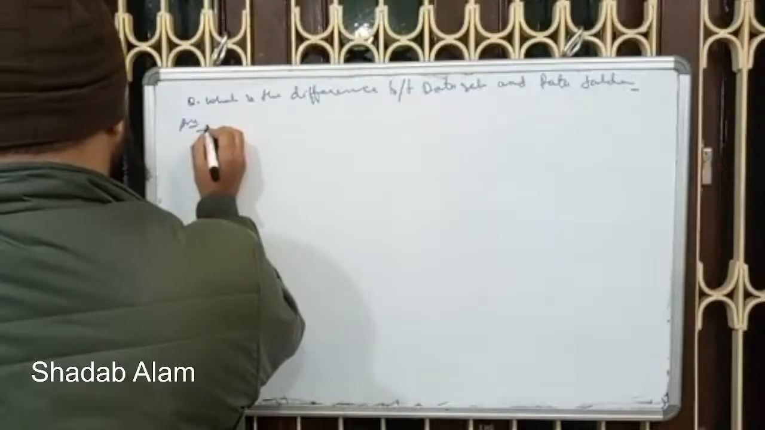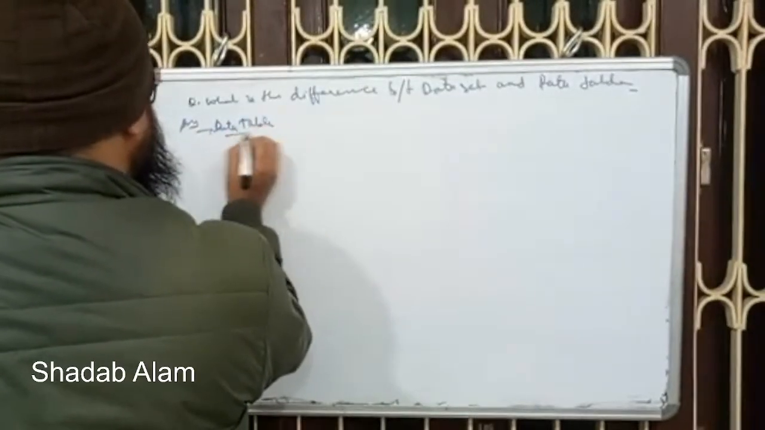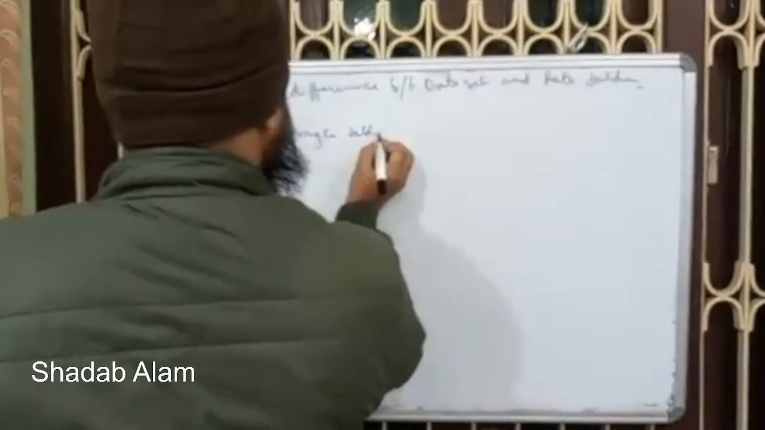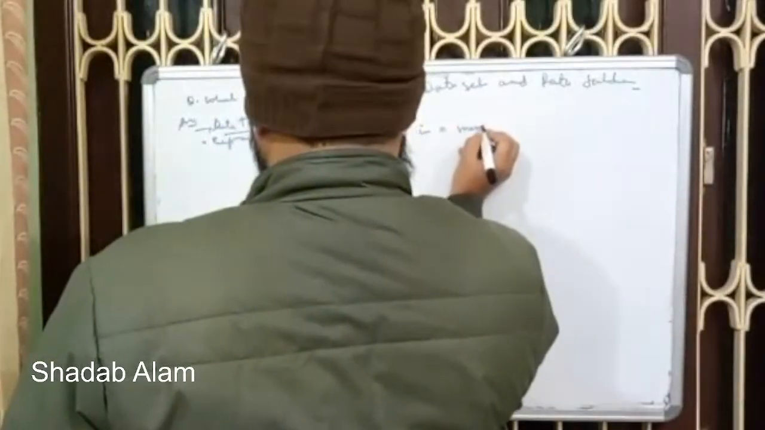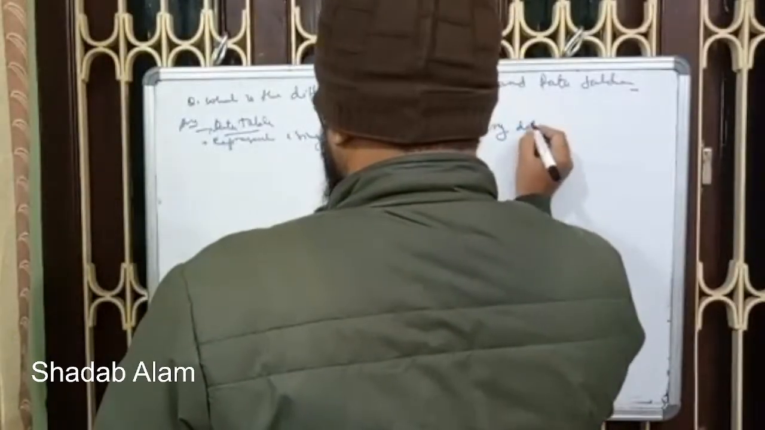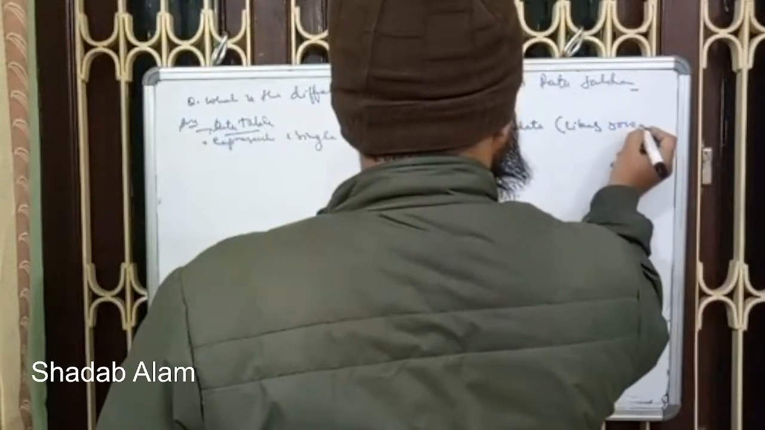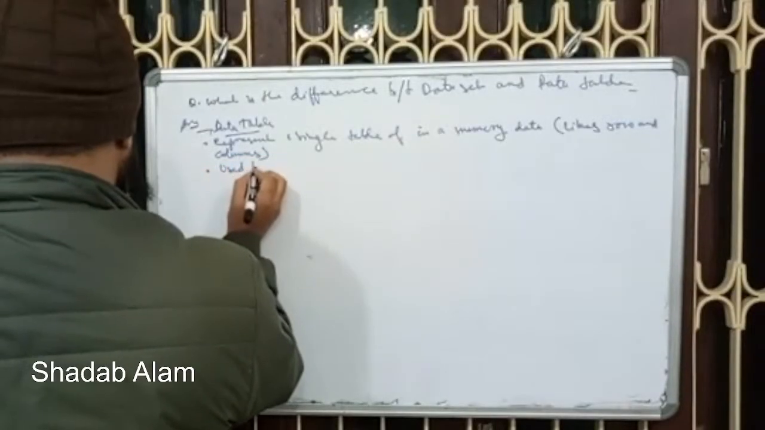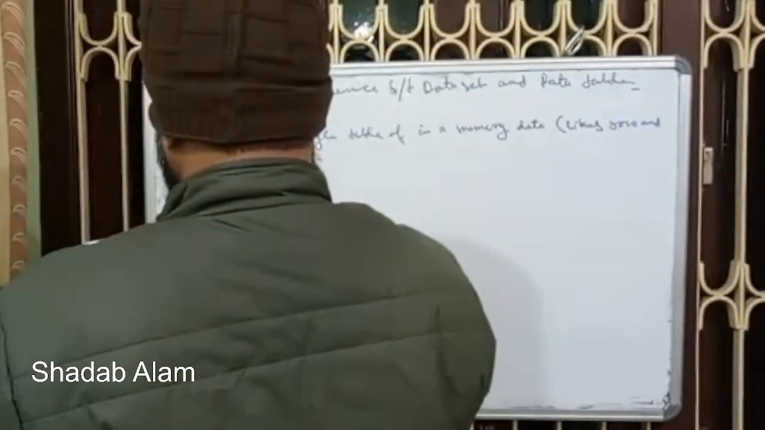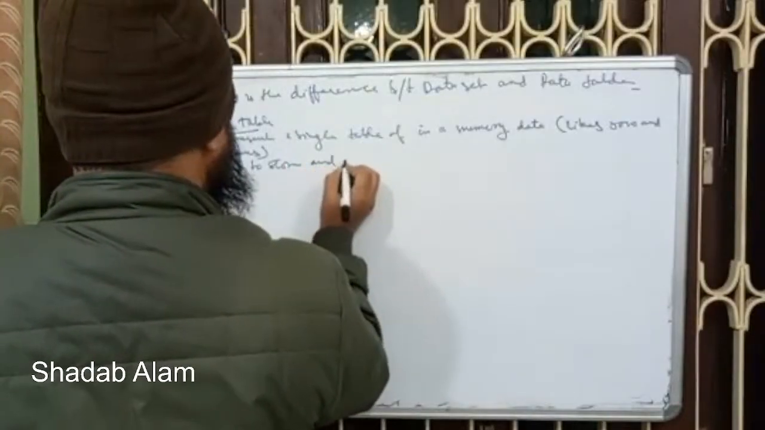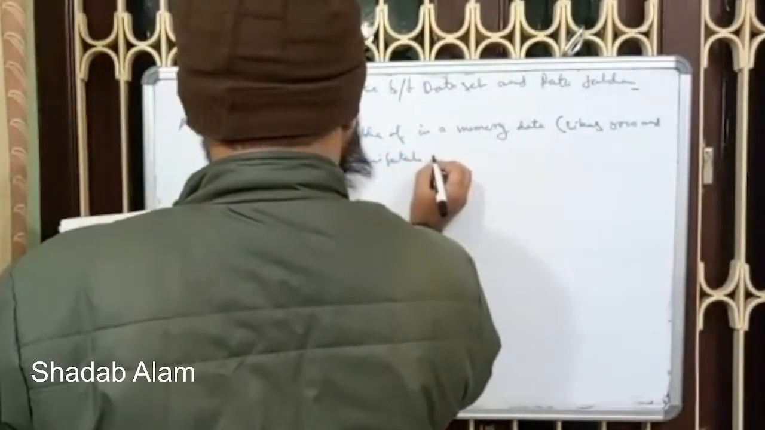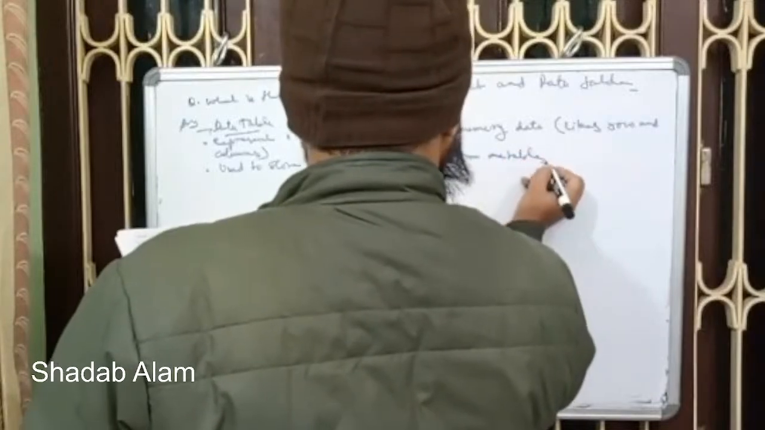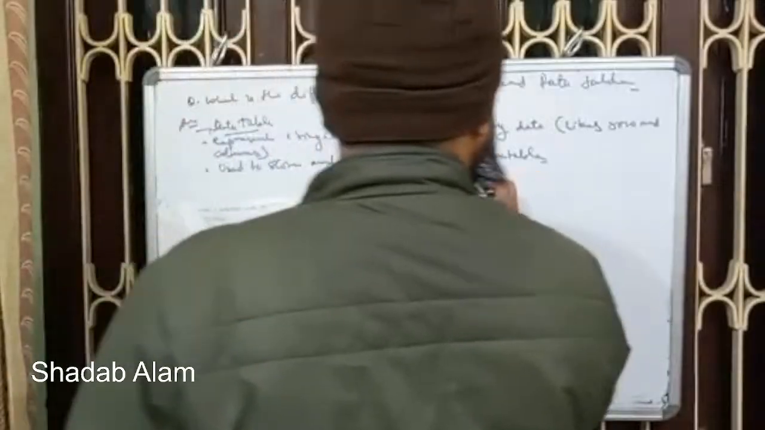First of all, we know the data table. The first point is that a data table represents a single table in memory. In memory it shows a single table of data like rows and columns, and it is used to store and manipulate data from one table.